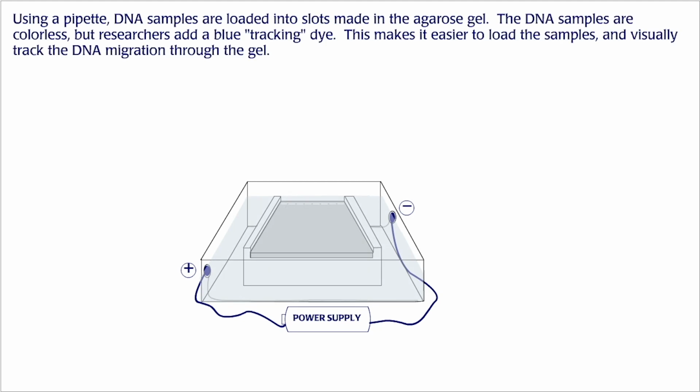Using a pipette, DNA samples are loaded into slots made in the agarose gel. The DNA samples are colorless, but researchers add a blue tracking dye. This makes it easier to load the samples and visually track the DNA migration through the gel.